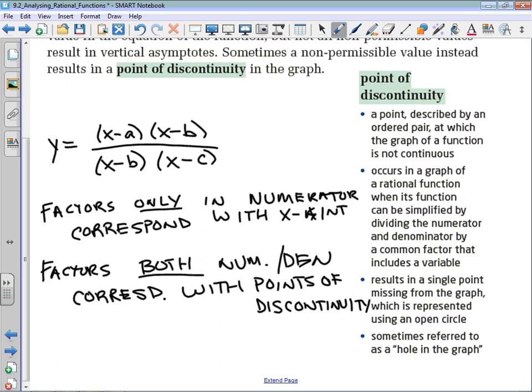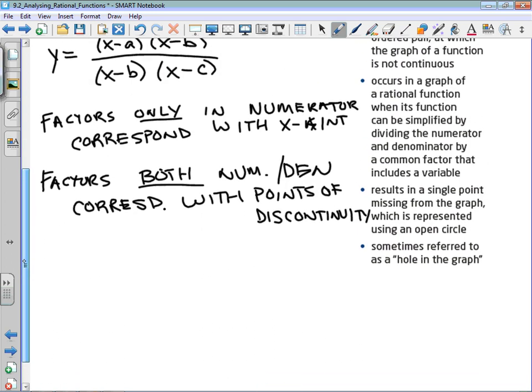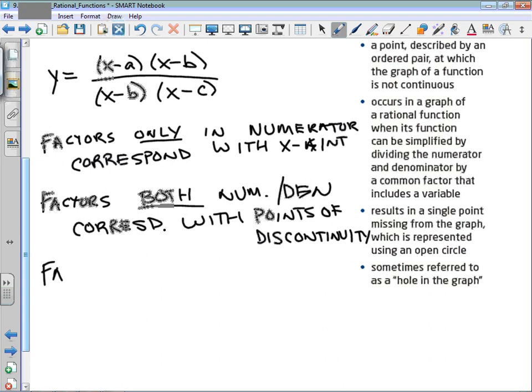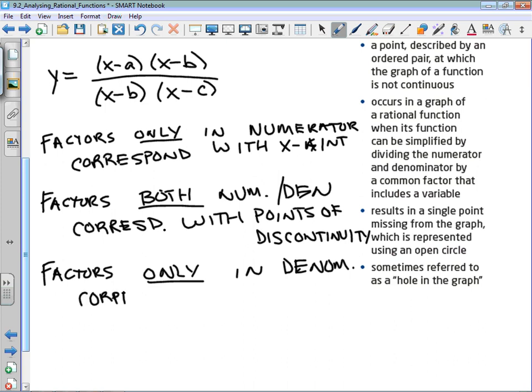And that's really similar to the vertical asymptotes, don't get me wrong. But what really makes points of discontinuity different is that they're in both the numerator and the denominator. I'm going to kind of color code this in a second so we can talk about which factors will be which. And then last but not least, there are the factors only, again, in the denominator. So that really covers all the possibilities, right? They're either in both or one or the other. So factors only in the denominator correspond with our vertical asymptotes.